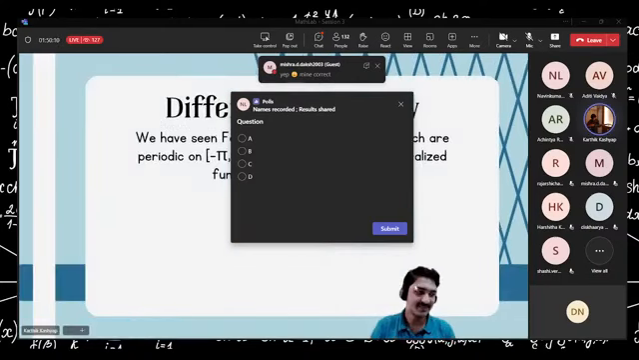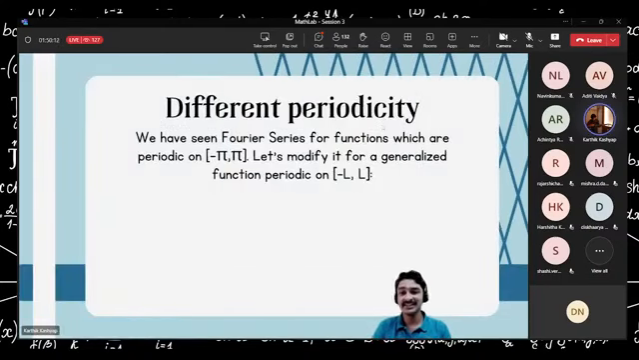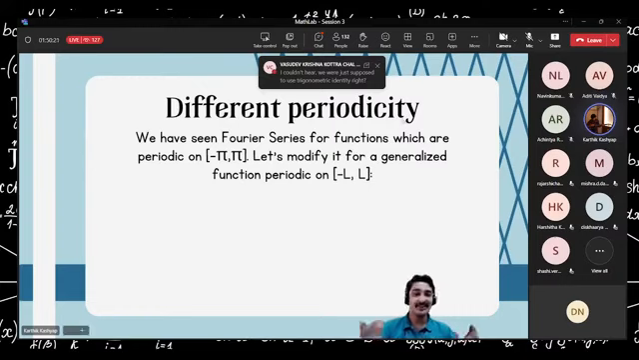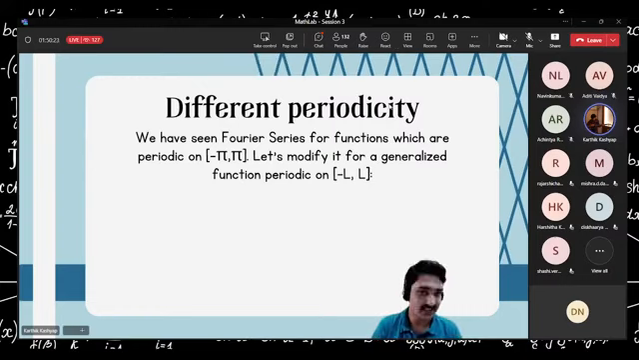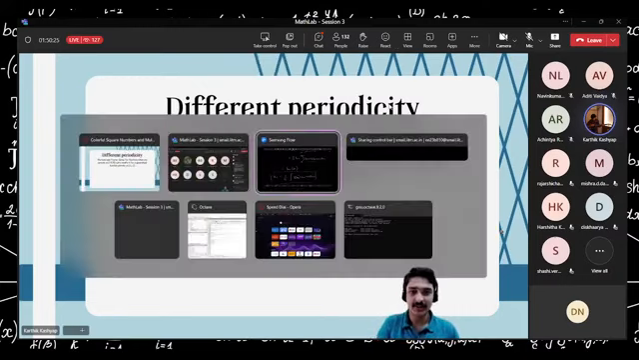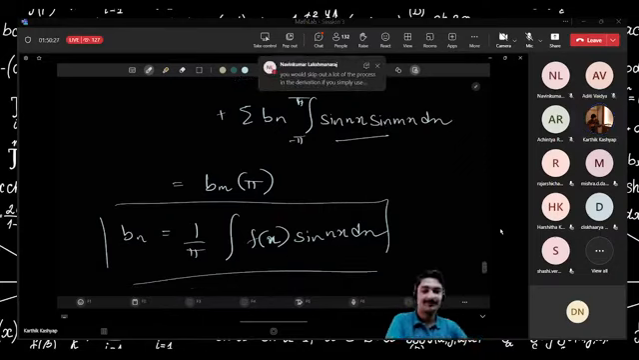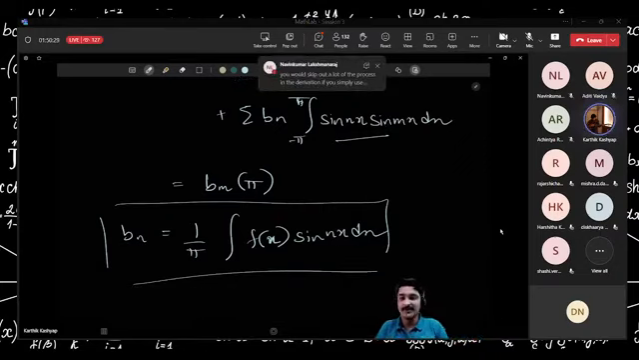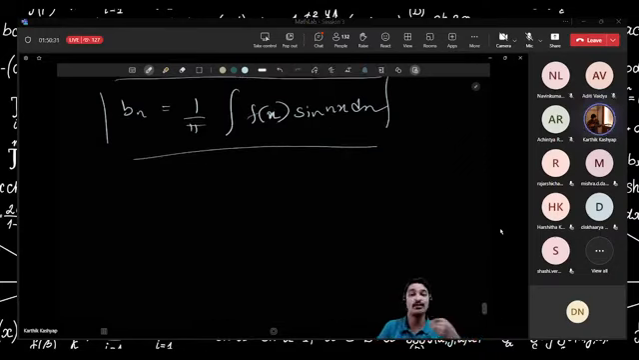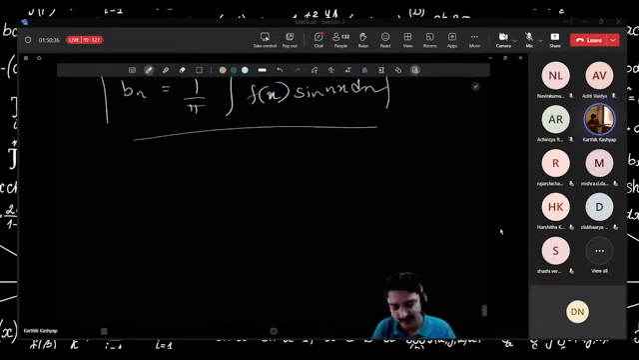Let's say for now we have seen properties of Fourier series, properties of functions which are periodic on only minus pi to pi. What if we have a different generalized periodicity like minus L to L or something? So I'll switch to my tab again. We don't have to do everything again. We just have to modify the original Fourier series to accommodate this new periodicity.